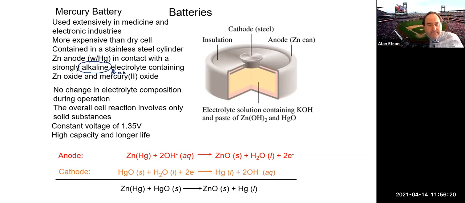The nice thing about this is there's no change in the electrolyte composition during operation, which means it doesn't really degrade all that much, which is why this battery can last a fairly long time before it starts to go down overall. It's high capacity and longer life. Again, no change occurring in the electrolyte solution really helps in that aspect. It has a smaller voltage of 1.35 volts. And again, here we see our zinc going from 0 to +2, and our mercury as well going in this direction.